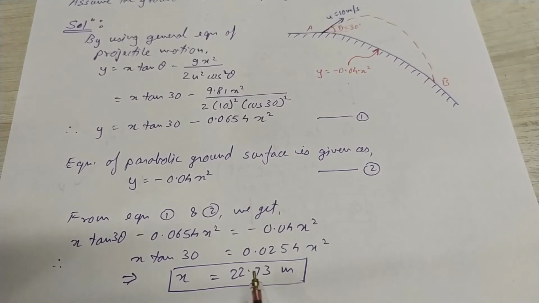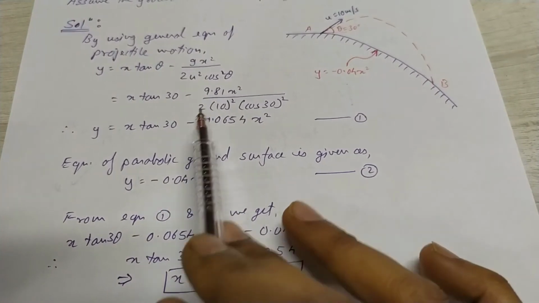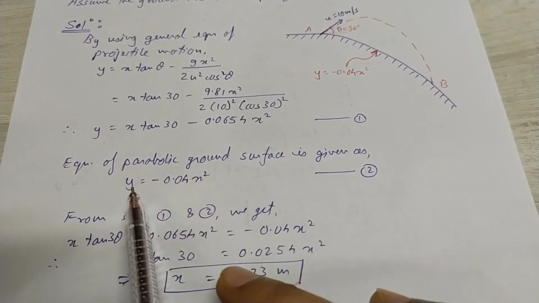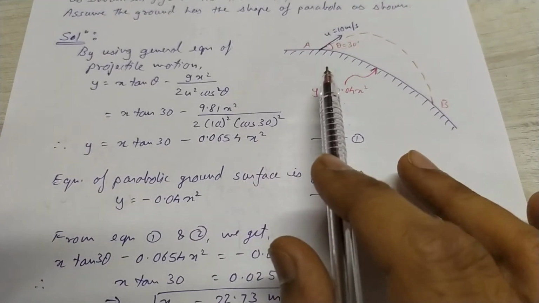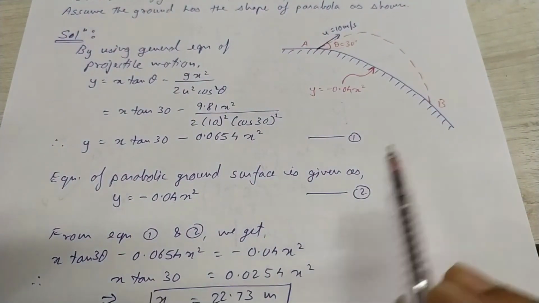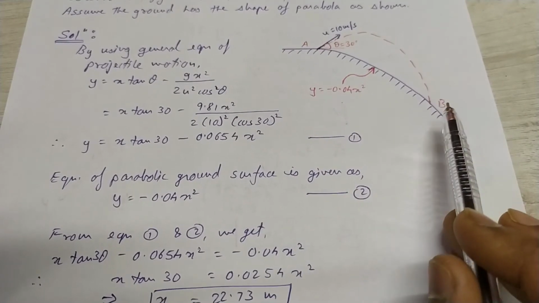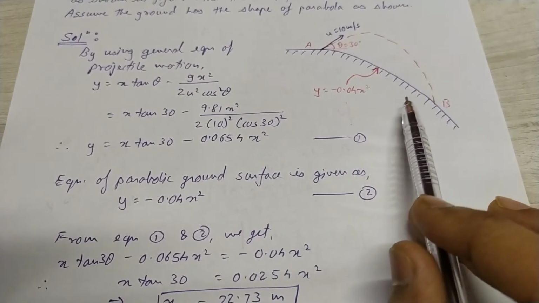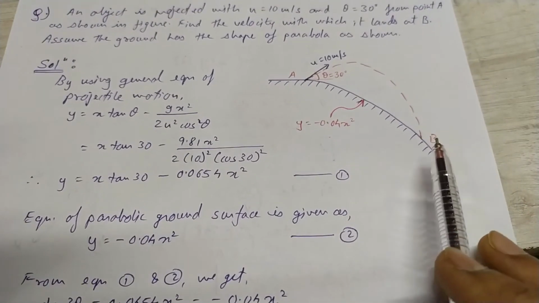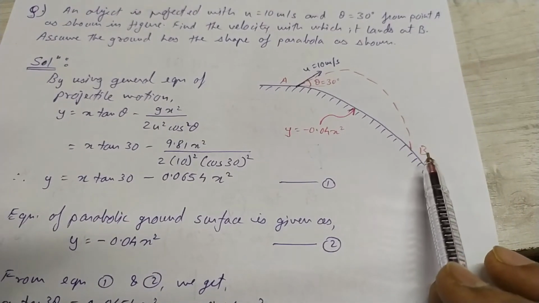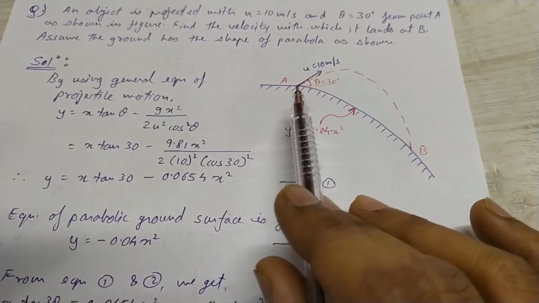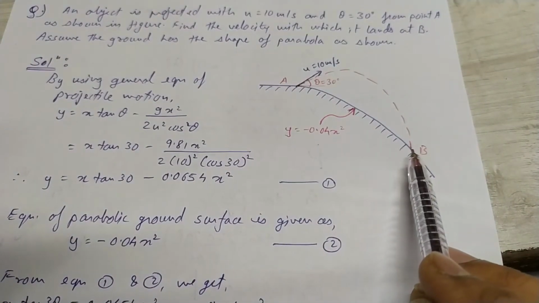This value of x can be substituted over here or here. Now since this is simple, I will be substituting this over here, so I will get the value of y. So this is the reference point or the start point, and these x and y then will become the coordinates for this point B, because it is the point of intersection for these two curves. So after finding the coordinates of B, that is x comma y, we need to find what is the velocity at point B.